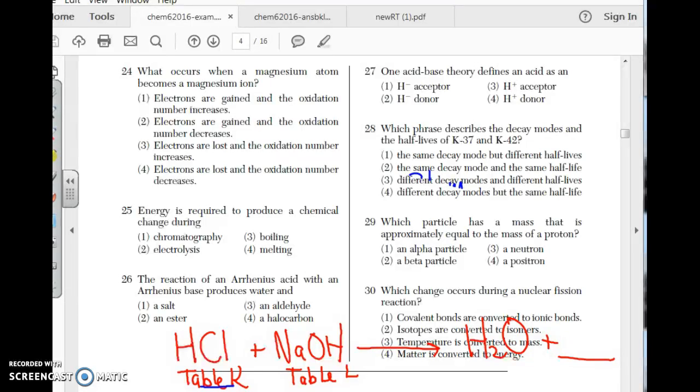And let's choose our favorite Arrhenius base from Table L. K is our acid. Go to Table L for the base, and NaOH is our favorite base. Now it tells us in the question that we produce water. Well, where does the water come from? Well, my friends, it comes from the hydroxide of the base with the H of the acid. That leaves us with NaCl. Oh my goodness, NaCl, that's salt.